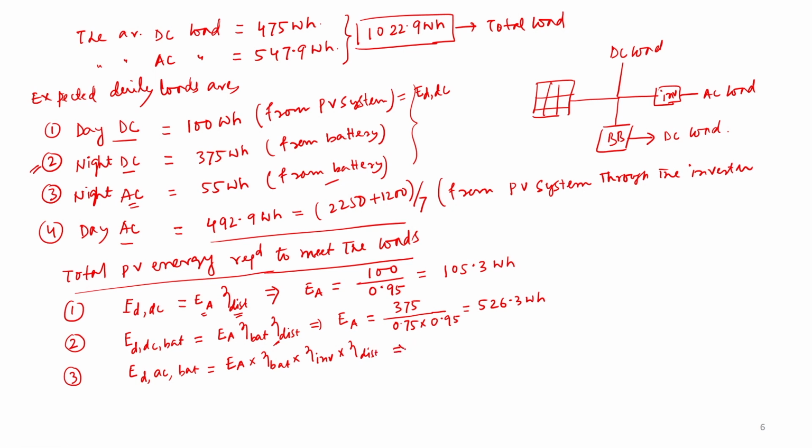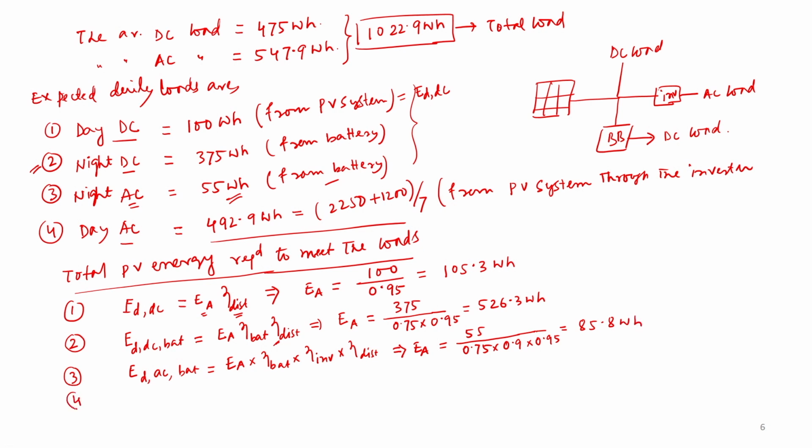So, we can find out what is EA here. EA is found to be 55 divided by all those efficiencies: 0.75, inverter is 90% and then distribution is 95. So, this is about 85.8 watt hour.